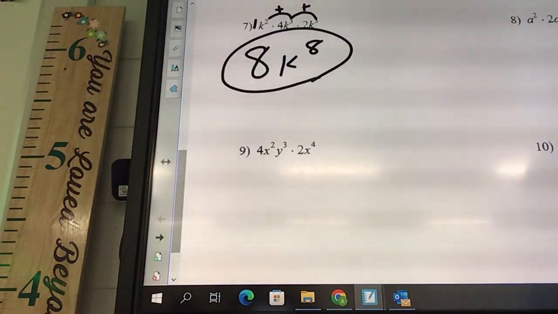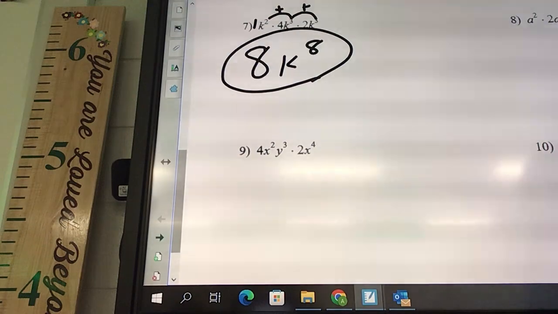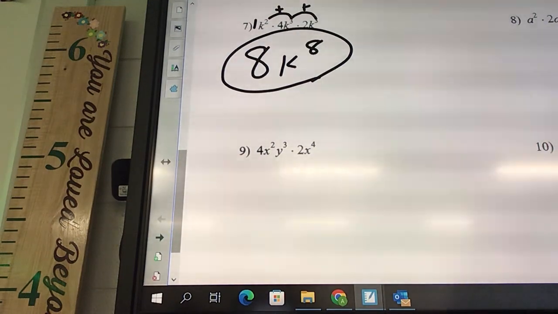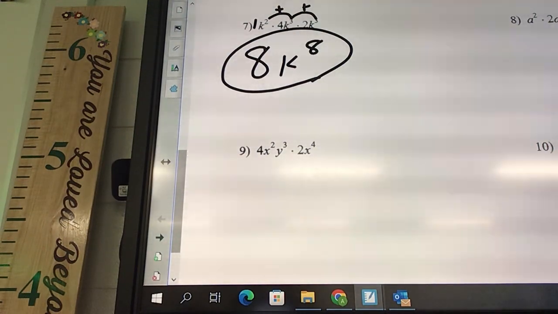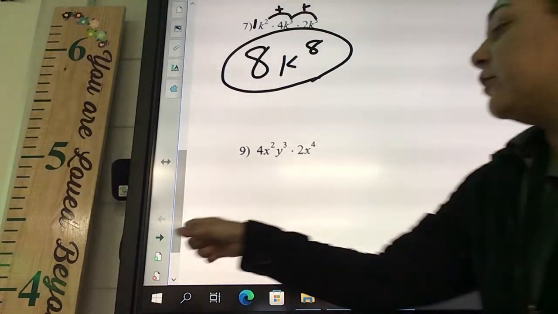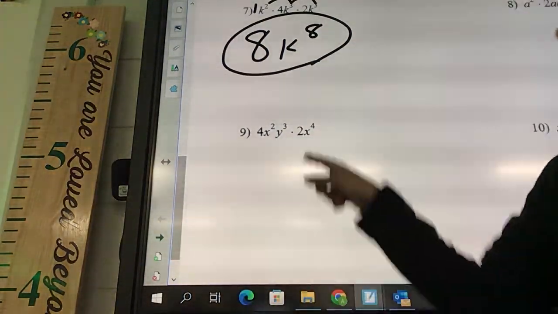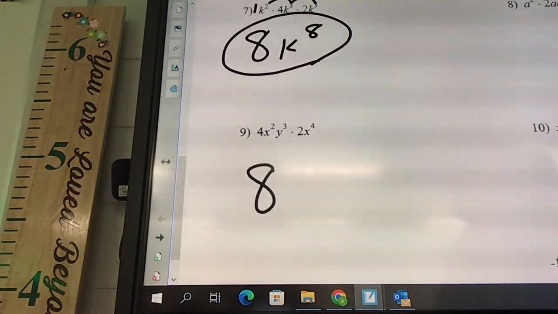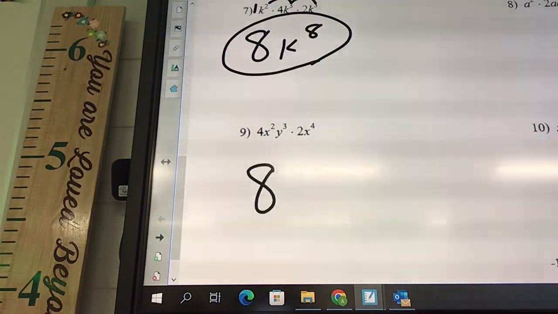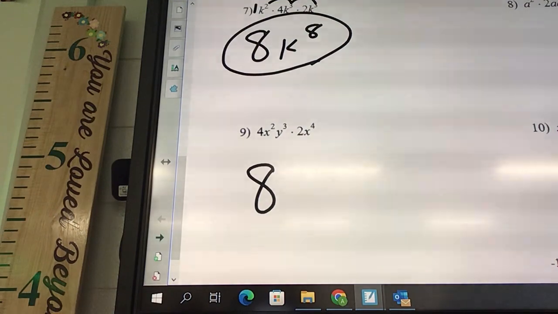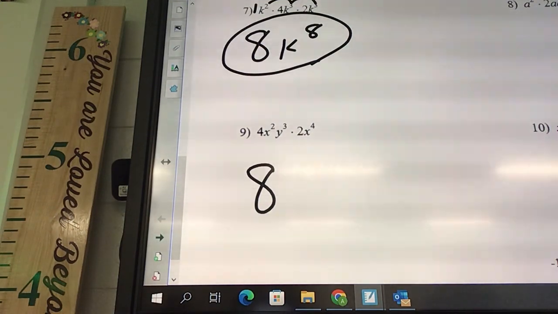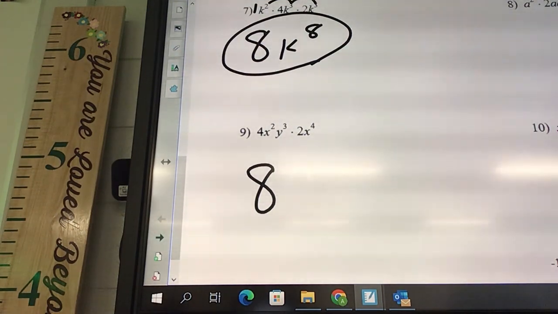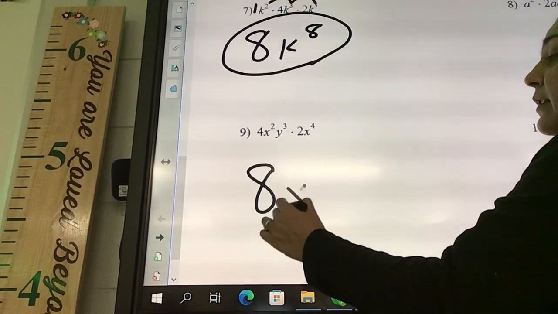So 9 is where we start getting multiple letters, which is okay. The same rules still apply. So you're going to multiply the two bigs. What are the two big numbers? 4 and 2. So you're going to say 4 times 2, 8. And then just treat the letters separately. X's go with X's, Y's go with Y's, A's go with A's, B's go with B's. So we got X to the 2 and X to the 4, so we can add those together. What is 2 plus 4? 6. So you're going to have X to the 6th.